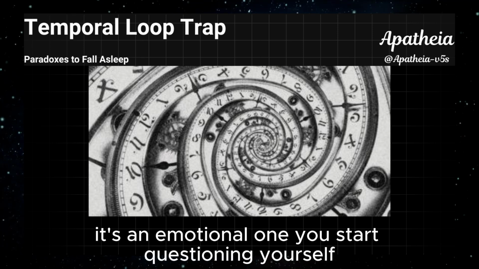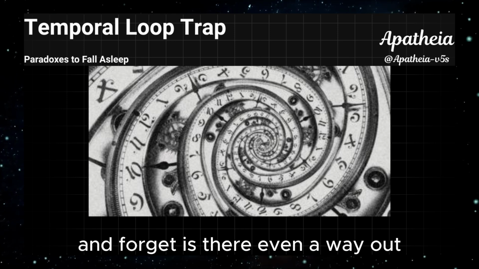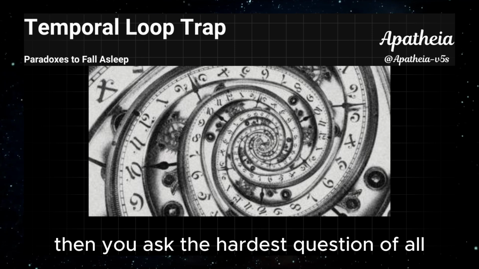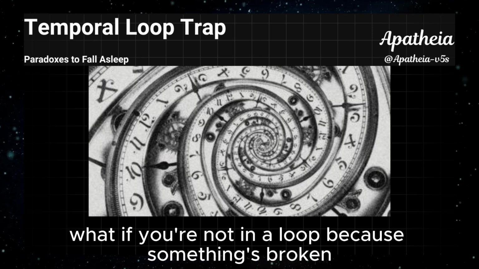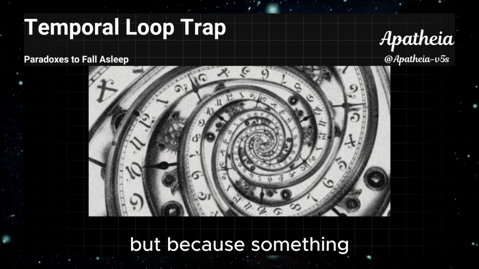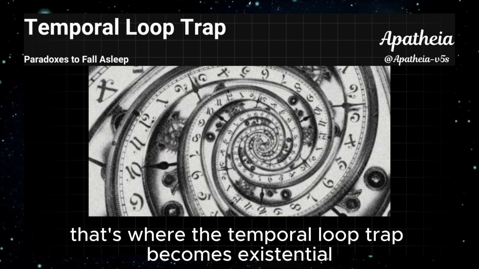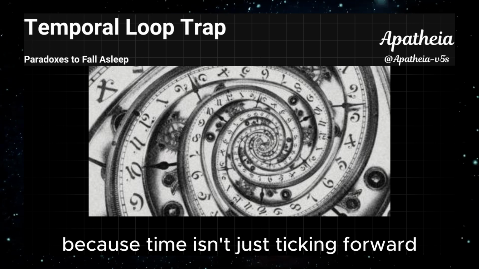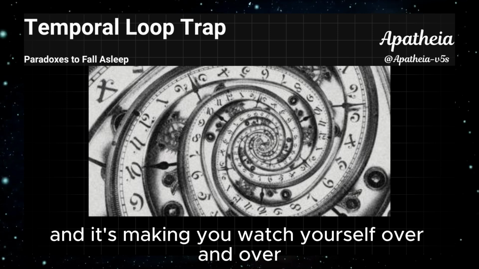You start questioning yourself. Have I tried everything? Did I already try this and forget? Is there even a way out? Then you ask the hardest question of all. What if this is it? What if you're not in a loop because something's broken, but because something decided you were never meant to leave? That's where the temporal loop trap becomes existential. Because time isn't just ticking forward, it's folding inward, it's holding you, and it's making you watch yourself.